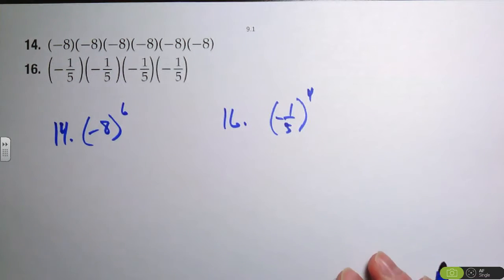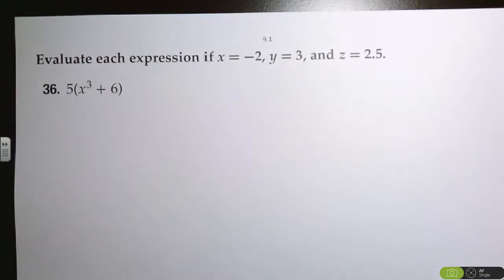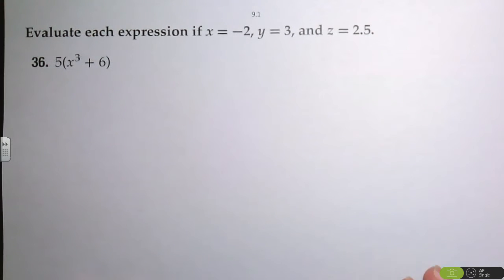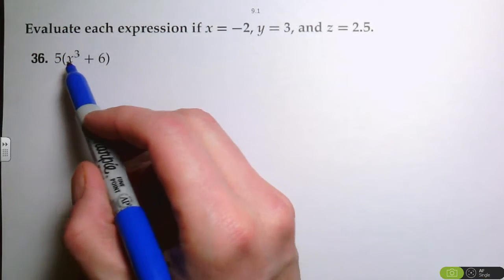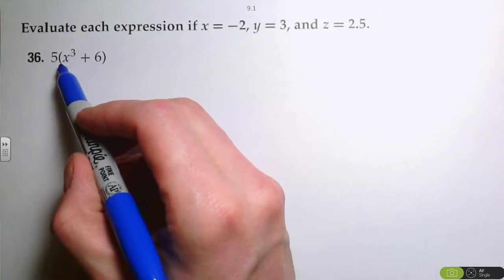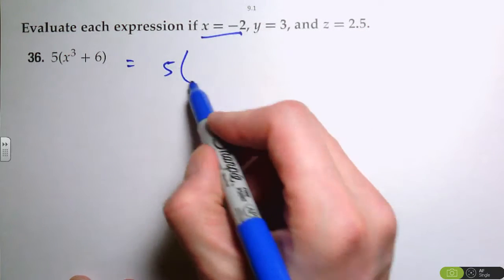All right. Number 36 then, evaluate these. Doing these evaluations is a little more work here. So we have to go through and say, okay, what do I have to evaluate? Well, it's 5 times the quantity x cubed plus 6. Well, x is the variable. That's this guy. So what that means is 5 times parentheses.